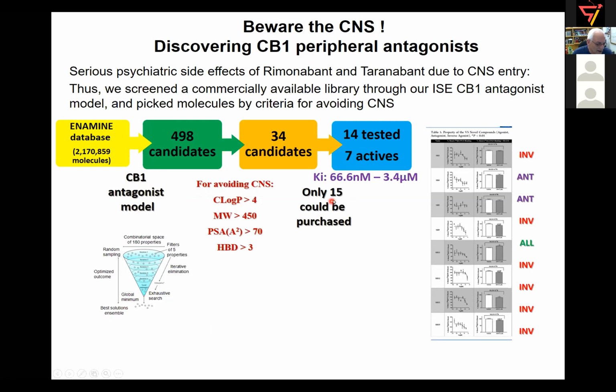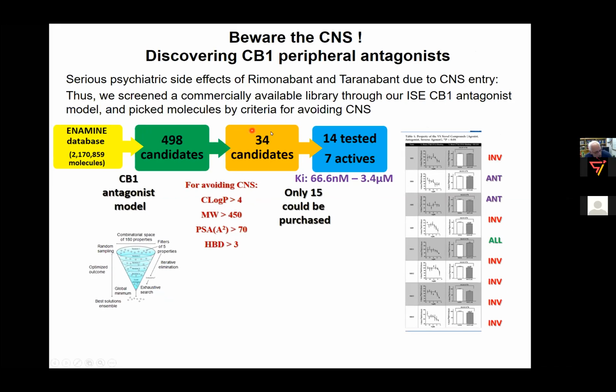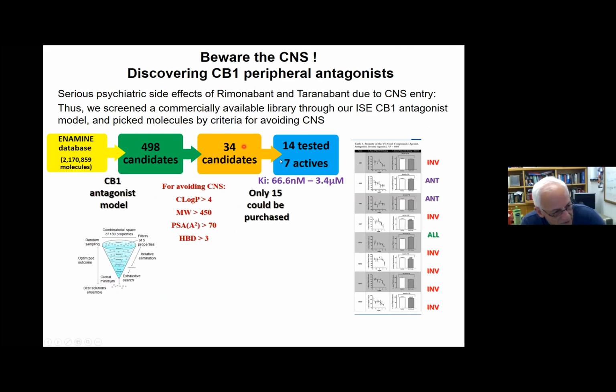But when we applied the properties that we wish to have for avoiding the CNS, which is calculated log P greater than 4, molecular weight, the polar surface area, and the number of hydrogen bonding donors, we remained with only 34 candidates. Out of them, we could purchase only 15 molecules. Out of the 15, 14 were tested and 7 were found to be active. The activities were between 66 nanomolar and 3.4 micromolar.